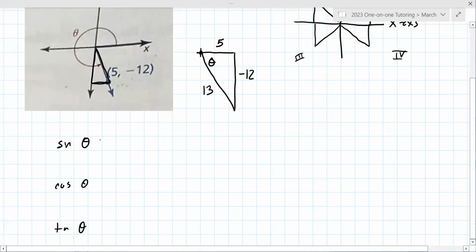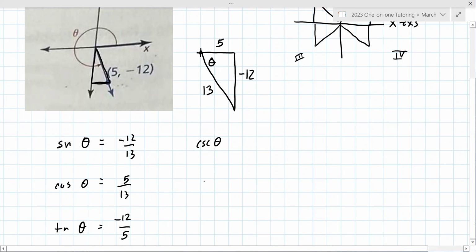So can you tell me the sine of that angle? The sine would be negative 12 over 13. Yes. You could learn it as y over r, opposite over hypotenuse. That's all good. How about cosine? It would be 5 over 13. Good. And then tangent? That would be negative 12 over 5. Really good.